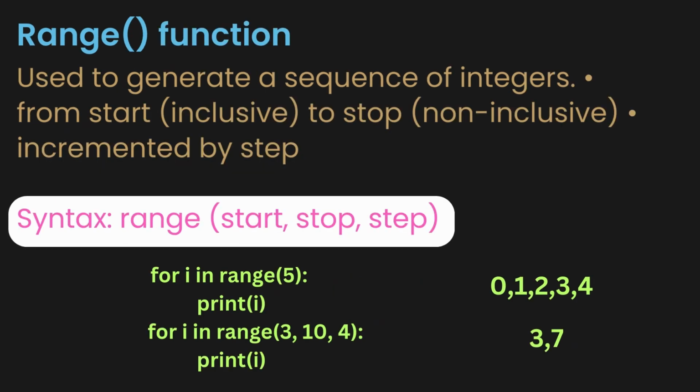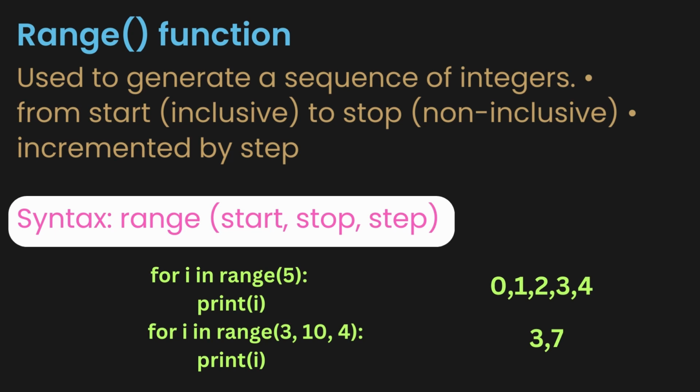The range function in Python is a built-in feature used to generate a sequence of numbers. It's especially useful in for loops when you need to iterate over a series of numbers. The syntax for the range function is quite straightforward. It takes up to 3 arguments: start, stop, and step. The start argument is the value where the sequence begins, and it's inclusive. The stop argument defines where the sequence ends, and it's exclusive, meaning the sequence will stop before reaching this number.